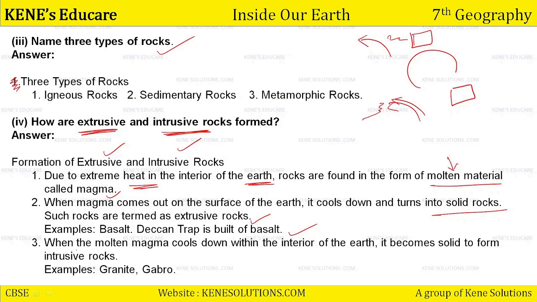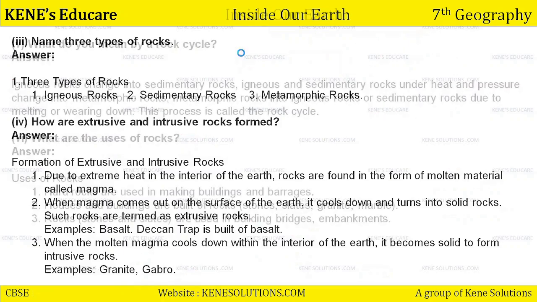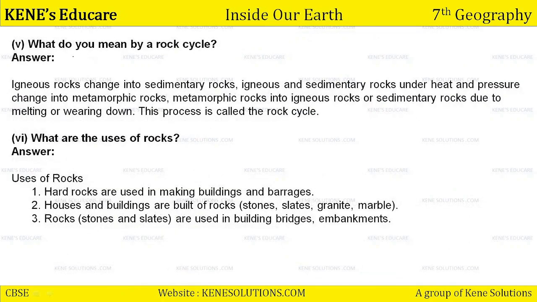And when we talk about intrusive, when the molten magma cools down within the interior of the earth, अर्थ के अंदर ही अंदर पक्का हो जाए, सॉलिड हो जाए, then it becomes solid to form intrusive rock, जैसे कि ग्रेनाइट या फिर गैब्रो. ठीक, अर्थ के अंदर अंदर ही अगर मैग्मा ठंडा होके रॉक बन जाता है इनसाइड, then it is intrusive. बट अगर मैग्मा बाहर आके आउटसाइड सॉलिड होता है तो हम उसे एक्सट्रूसिव कहते हैं. ओके, नेक्स्ट पार्ट. What do you mean by a rock cycle?